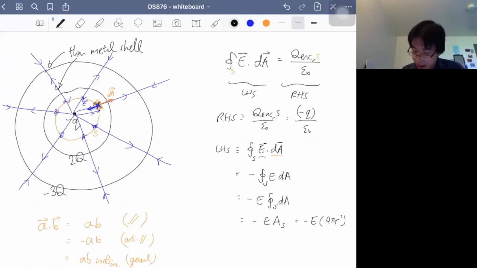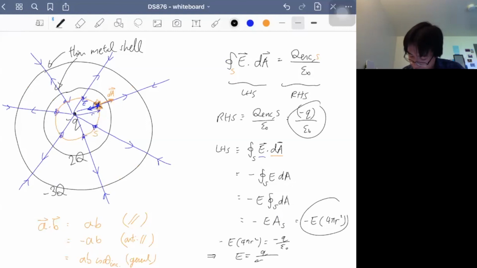Good. Now let's match the left-hand side to the right-hand side. So we get minus E 4 pi r squared is minus Q over epsilon naught. What is our aim? Our aim is to solve the electric field: E equals Q over 4 pi epsilon naught r squared. Notice it's positive, as it should be. Electric field strength is always positive, it's the magnitude.